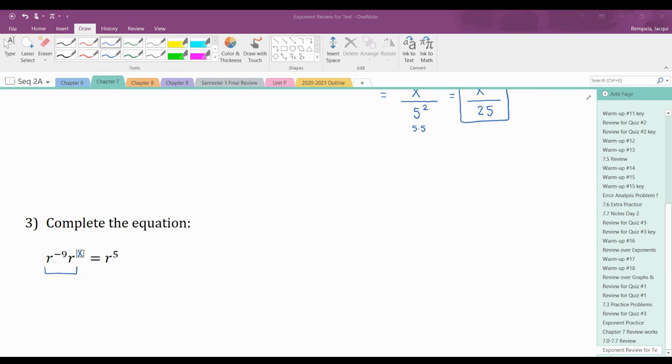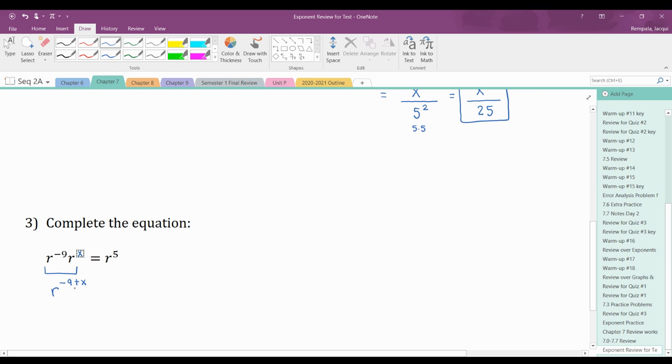Because I see the same base being multiplied together, okay, because r to the negative 9th is being multiplied by r to the power of x. When I have the same base, it's technically like I keep the base and I add the exponents.